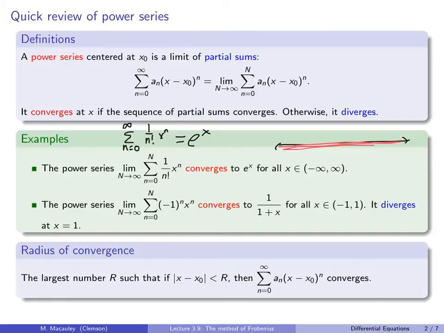Now the next one, this power series, again, if you want to, you can make this infinity. Now this converges to 1 over 1 plus x, but not for all x, only for x in this range. So if you draw the real line, this is 0, this is -1, this is +1, and it's only going to work for x's in this range.